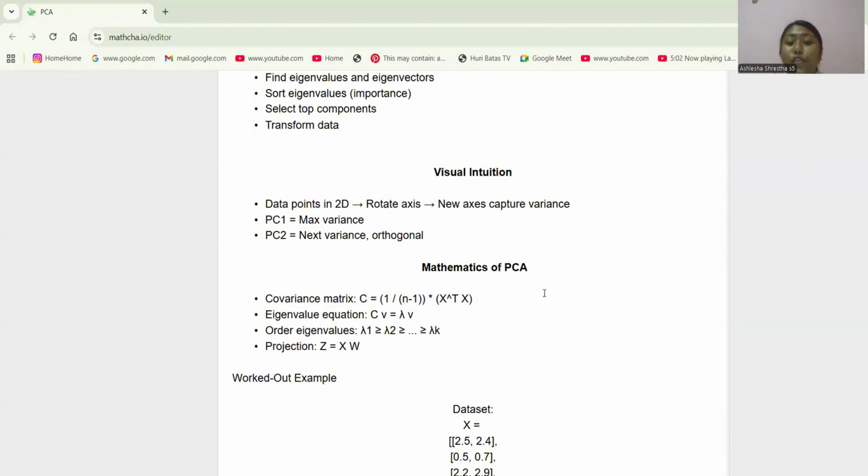So here is the visual intuition. Imagine you have data of two dimensions. PCA rotates the axes so that the first new axis, or principal component, captures the maximum variance and the second component captures the next largest variance, and it is always orthogonal to the first. This continues for more and more dimensions.